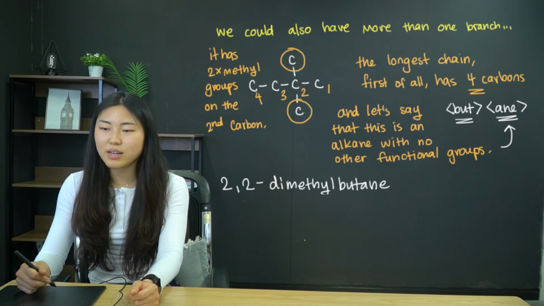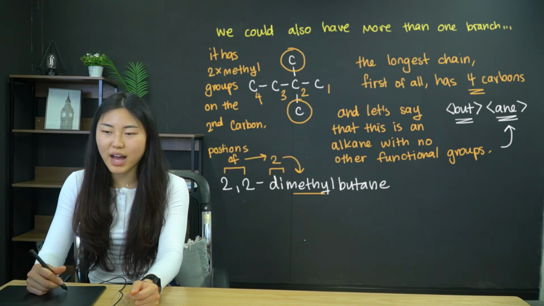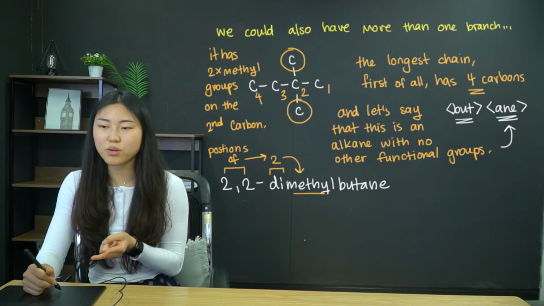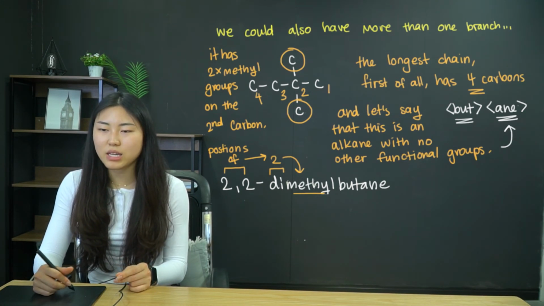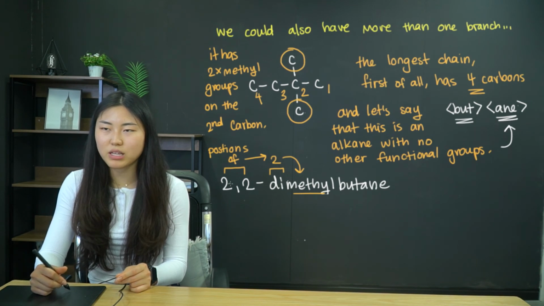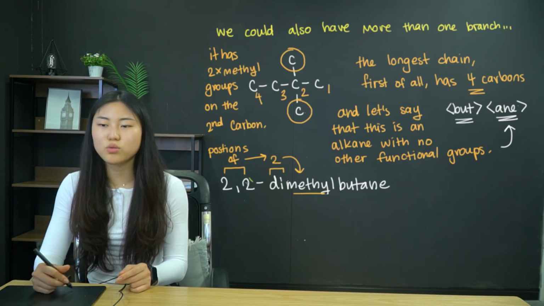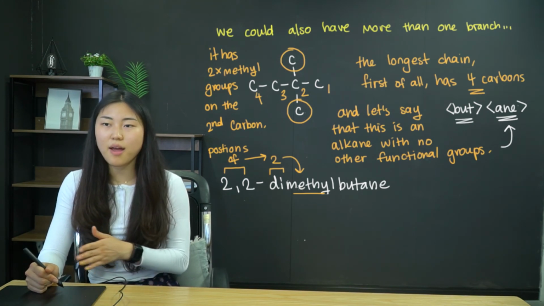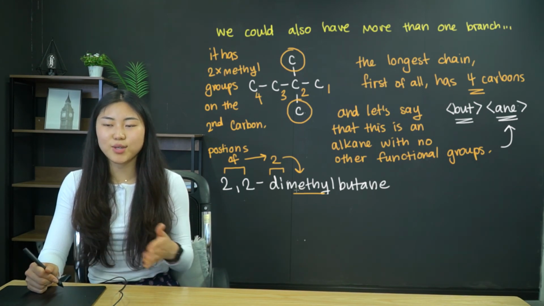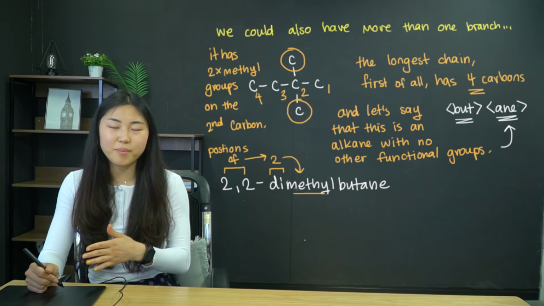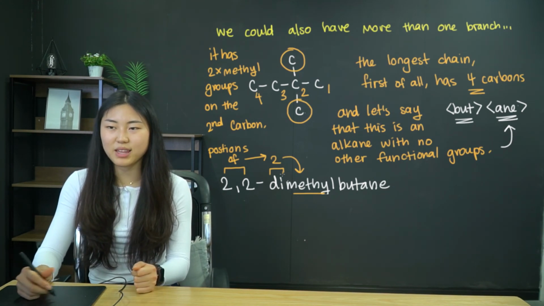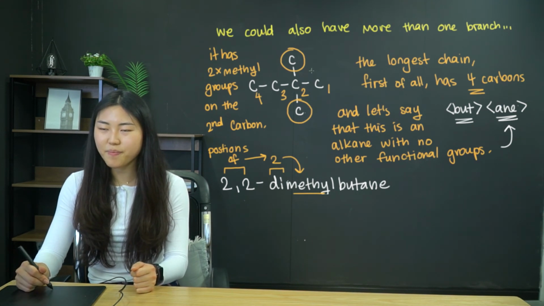So dimethyl would mean, di means 2, and methyl is the CH3 group. And the positions are indicated by these 2 numbers, 2,2-dimethyl. So you can't just put 2-dimethyl because then you don't know the position of the other methyl group. So yeah, 2,2-dimethylbutane would be the name for this structure.